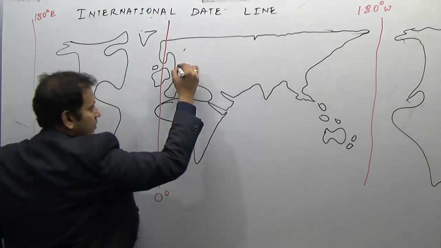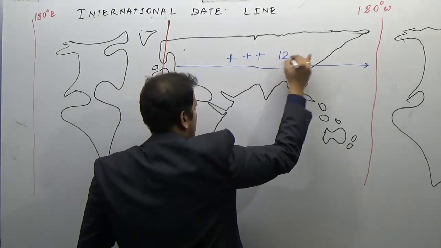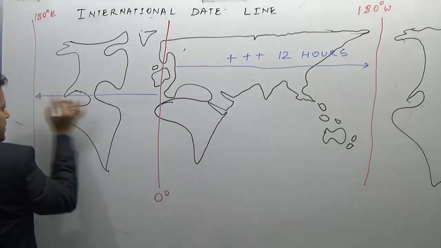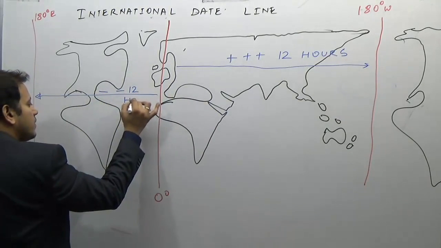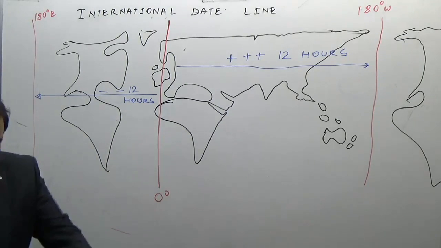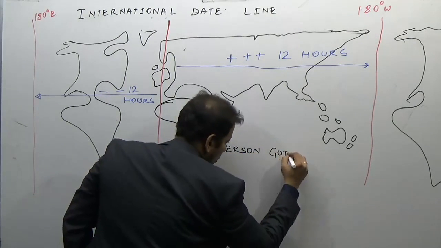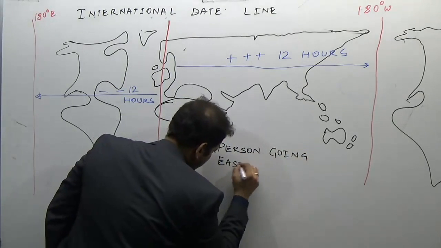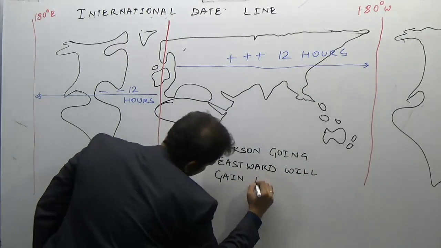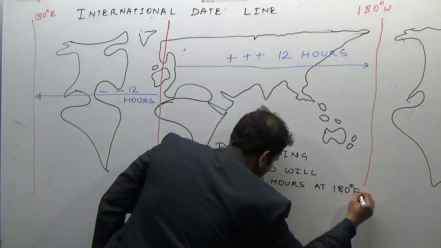As the person is traveling here, the time increases, or there is an addition of time by 12 hours. And if you are walking on this side, there is a subtraction of time by 12 hours. So the person going eastwards will gain 12 hours at 180 degrees east.